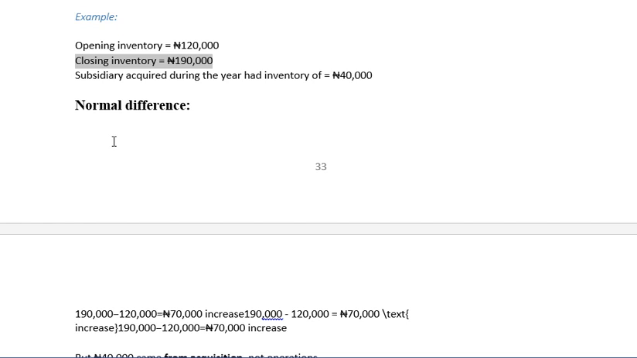At the beginning 120, at the end 190. Sir, we can't hear you. I think you are in transit, right? At the beginning 120, at the end 190. So the difference of 70 should be an inflow. Inflow or outflow? Me, I go for inflow. Why do you call it an inflow, sir? It's because inventory is a current asset, and that's an increase in assets.